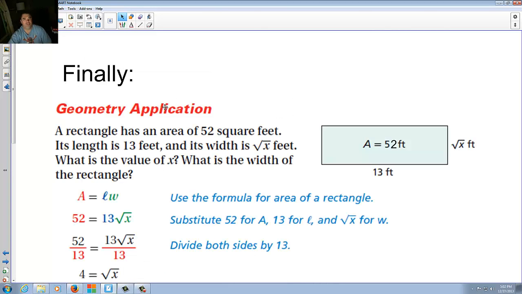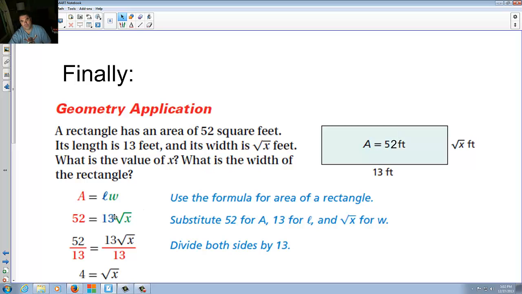Finally, geometry application. A rectangle has an area of 52 square feet. Length is 13 feet and its width is the root of x feet. We don't know how far. What's the value of x? What's the width of the rectangle? Area is length times width, so 13 times the root of x. So times together, 13 root of x equals 52, shown here.